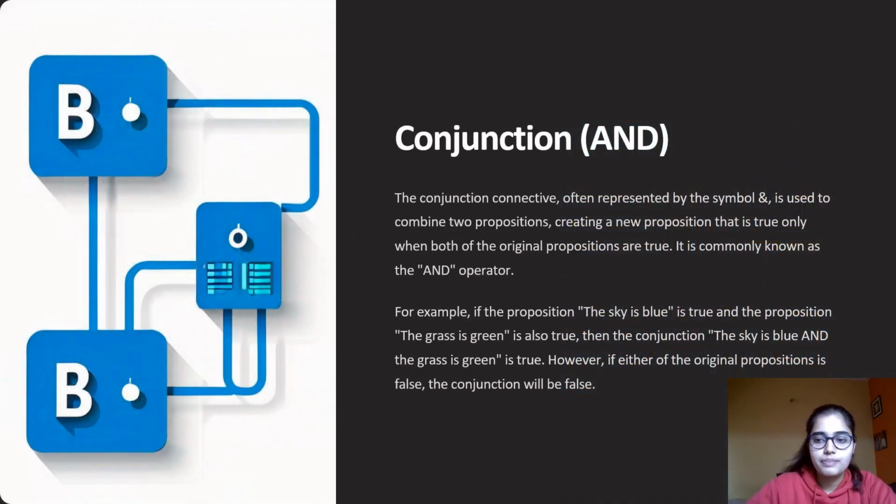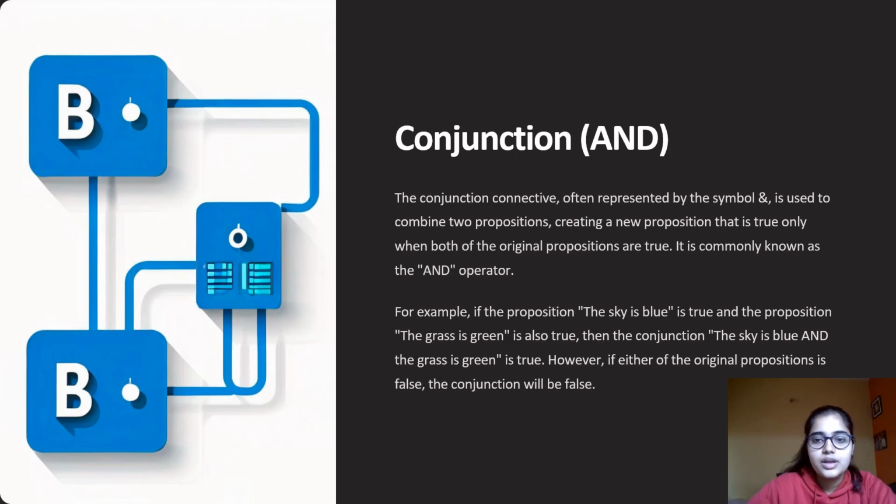Coming to the first topic, that is AND gate, it is also known as conjunction. A conjunction connective, often represented by the symbol AND, is used to combine two propositions, creating a new proposition that is true only when both of the original propositions are true. It is commonly known as the AND operator.